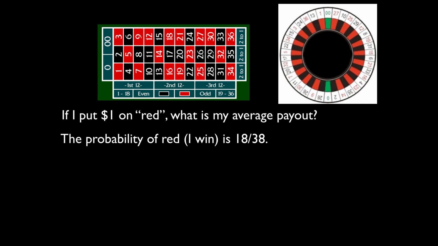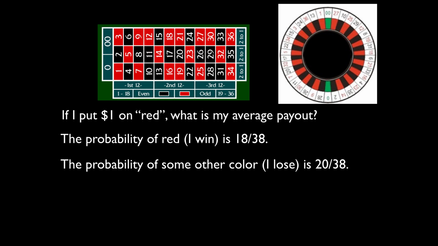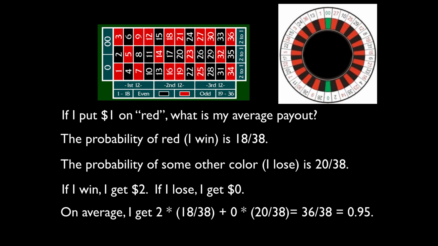The probability of red, where I win, is 18 out of 38. The probability of some other color, that is I lose, is 20 out of 38. If I win, I get $2. If I lose, I get $0. So overall, I'll get 2 times 18 over 38. That's what I get if I win, times the probability I win. Plus 0, which is what I get if I lose, times the probability of losing. Yeah? Makes sense?